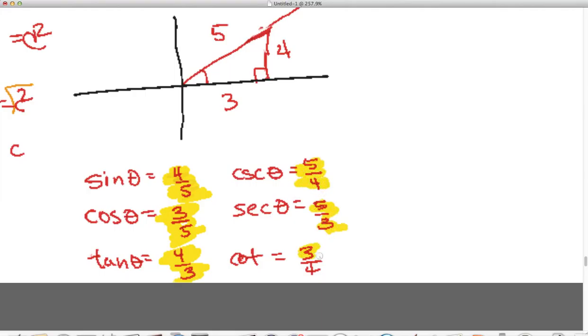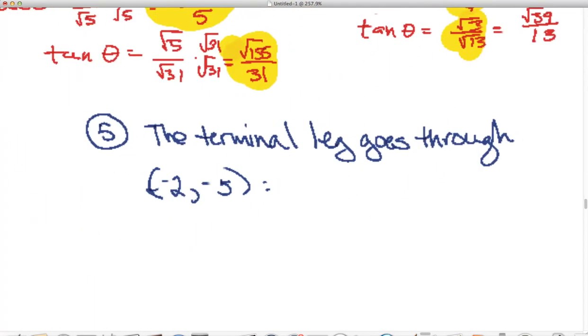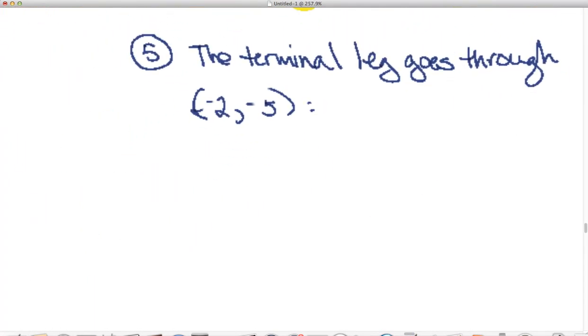All right, let's look at the next problem. Next problem, again, pause and try these problems if you're working on them at home. I really recommend that you do these as I'm doing them. Pause the video, try the problem, and then check your answer.